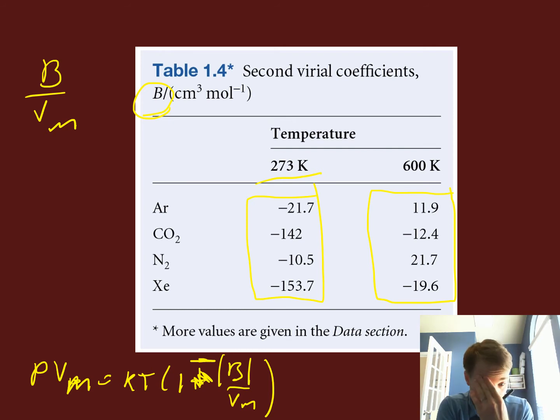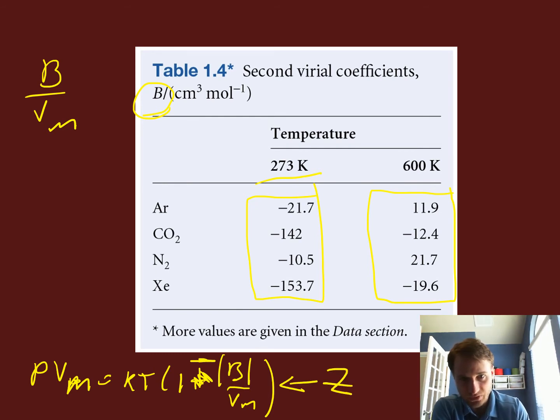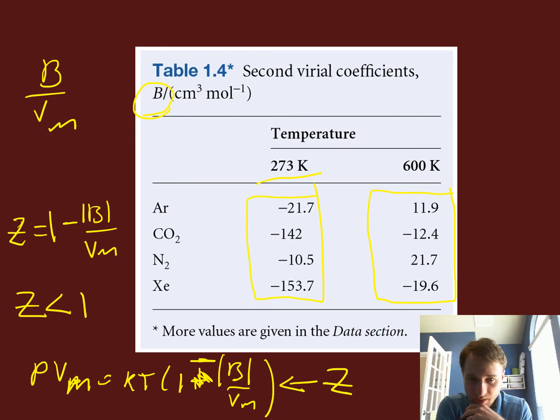Which means that this term here is related to Z. So in this equation of state, Z equals 1 minus the absolute value of B over Vm, in our example at 273 Kelvin. So you see our compression factor Z is always less than 1 for each one of these gases.